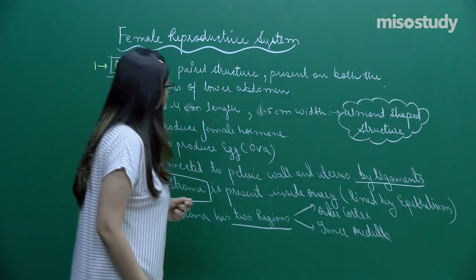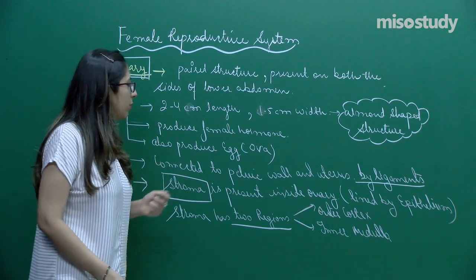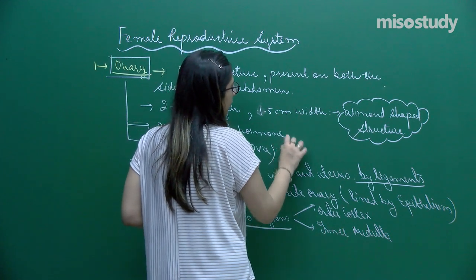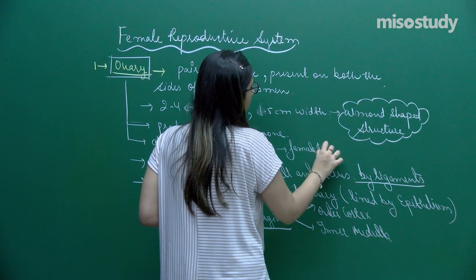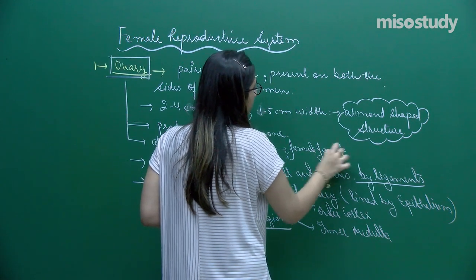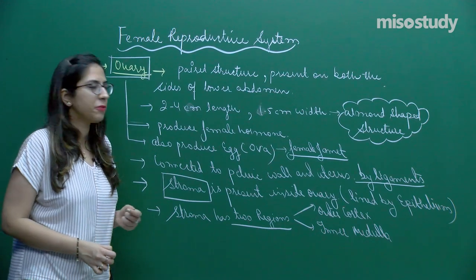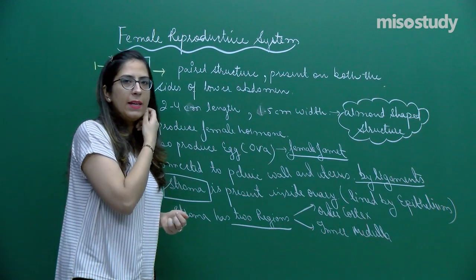They produce a female hormone. They also produce eggs. Egg means ova. They are also called the female gamete. In the case of male, the male gamete, we have already studied, is the sperm. They are connected to the pelvic wall and the uterus by ligaments.